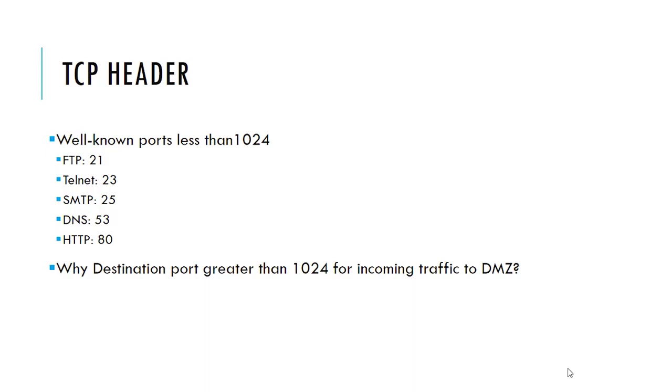Why would you allow a destination port number in a packet which is greater than 1024 to enter your DMZ zone? Remember that the DMZ zone is composed of servers, so all the port numbers there should be less than 1024. Why would you allow anyone to talk to your server with a port number that is greater than 1024?